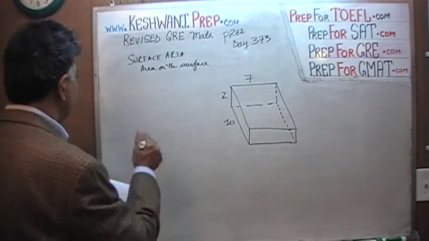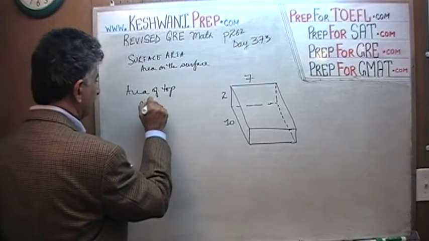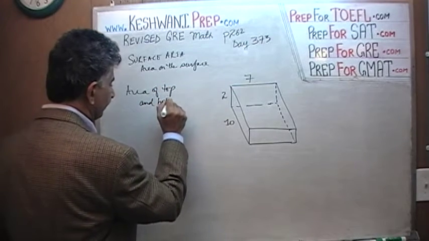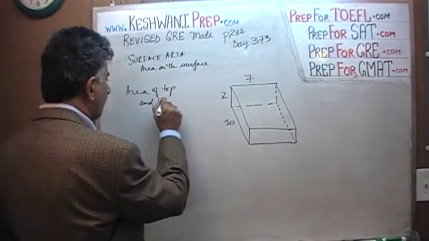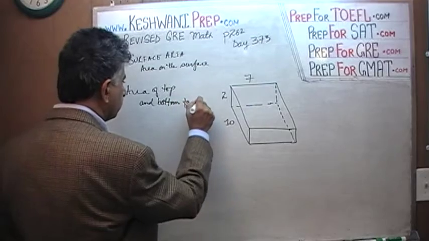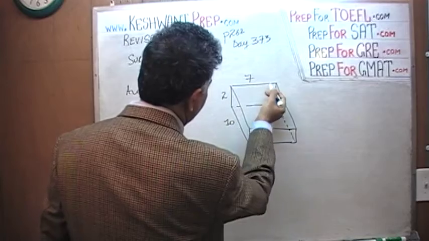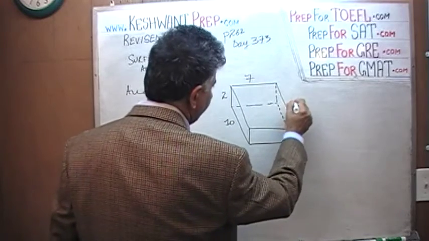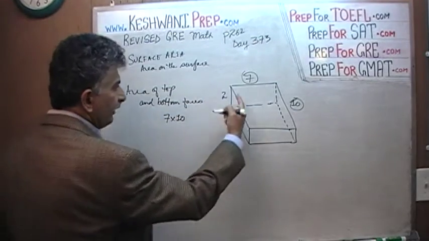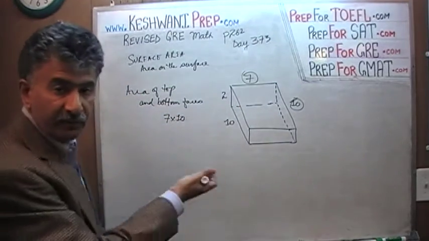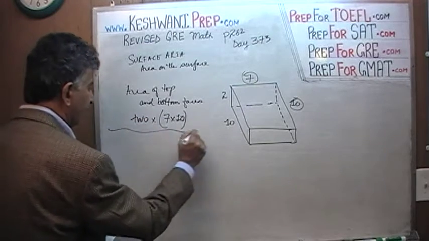Let's find the area of the top face and the bottom face first. The top face is right here. This side is 10, and this side is 7. So it's 7 times 10 is the area of this top face, and there is another face at the bottom which is the exact same thing. So this times 2. So that takes care of that part.